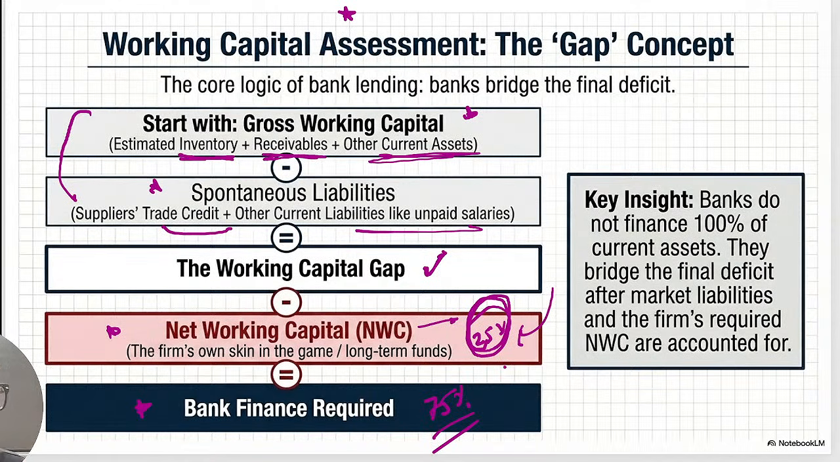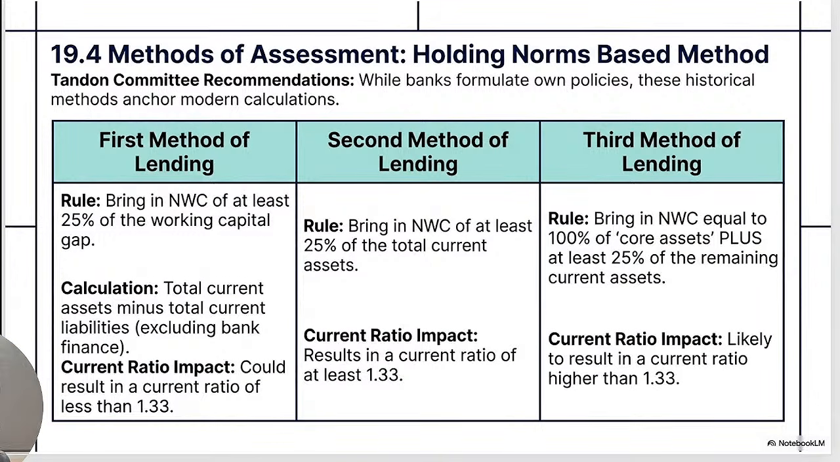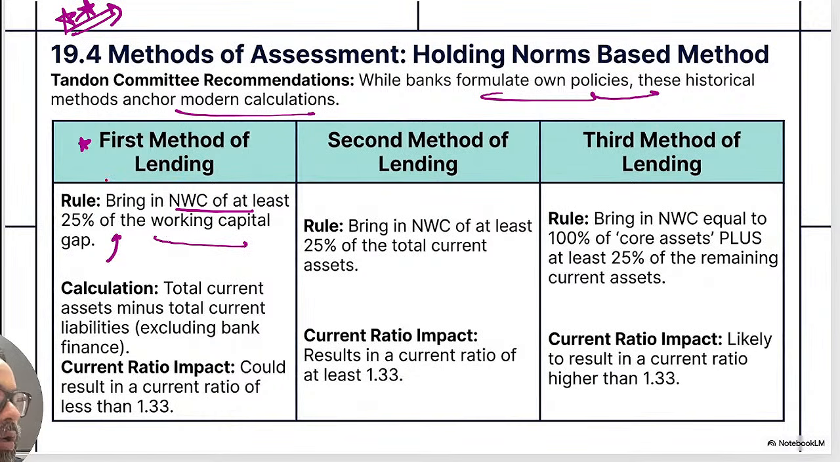For this we have three methods. These three methods are this. Okay? This is very, very important guys. Every time we see this question in your examination. The first method of lending: the Tandon committee recommendation, while banks formulate their own policies, these historical methods anchor the calculation part. They are known as the first method of lending, second method of lending, third method of lending and all. So in the first method of lending, the rule is to bring net working capital to at least 25% of the working capital gap, meaning 25% should be financed through the long term sources.